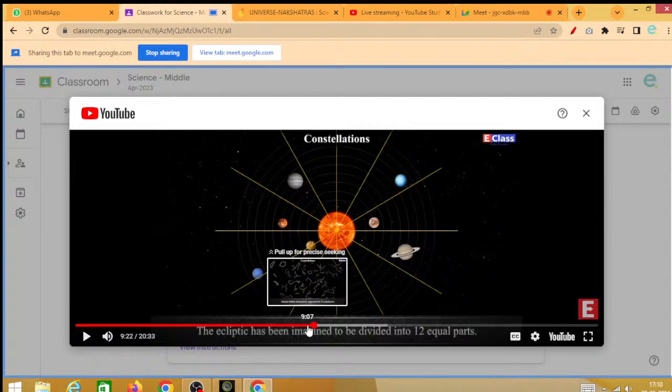How many constellations are there? 88 constellations and 27 nakshatras. Westerners have defined 88 constellations, and 27 nakshatras as per India. Okay? And 12 zodiac signs. They have given 12 zodiac signs, and all these are based on the sun, the ecliptic. Based on the ecliptic, which is the sun's apparent path.